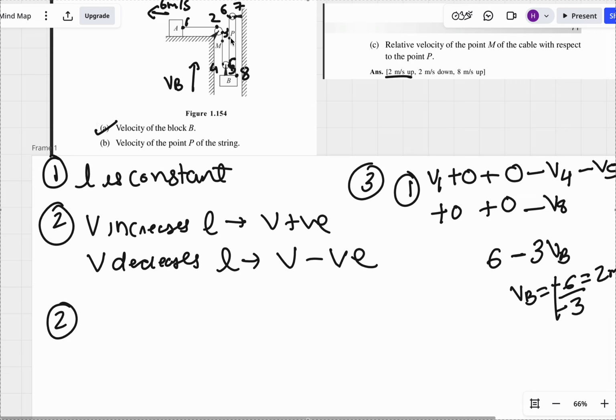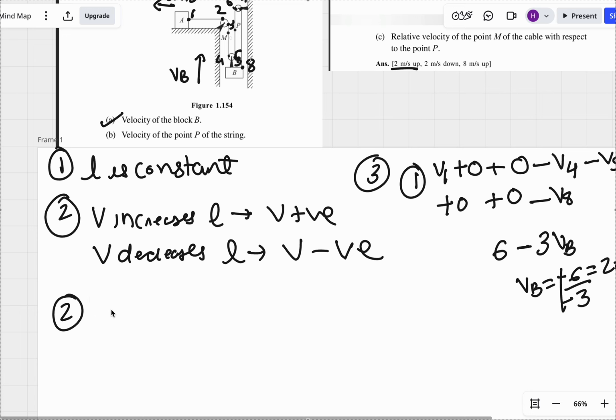Just think, from one attachment to another attachment, the length has to be constant, right? So again we come here. We'll say V1 is increasing the length, positive; V2 is 0, plus 3 is 0, plus 4. Plus 4 is what now? We know the answer, right? But let's see. Now let's write minus V4 over here. 5 is decreasing the length, minus V5.